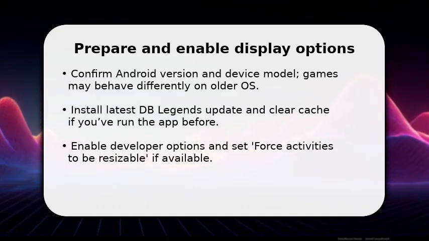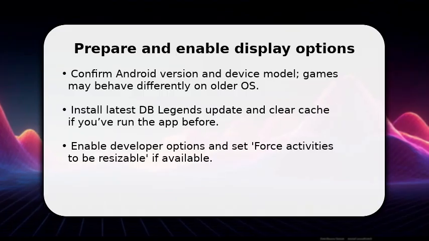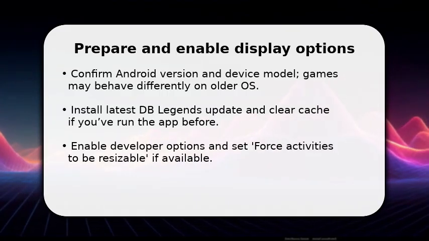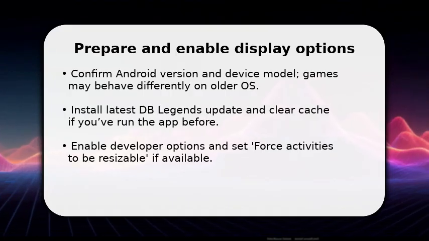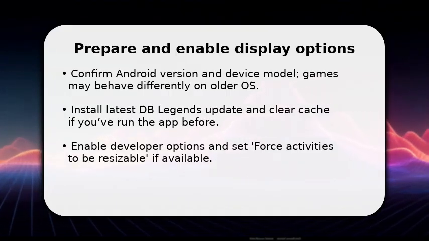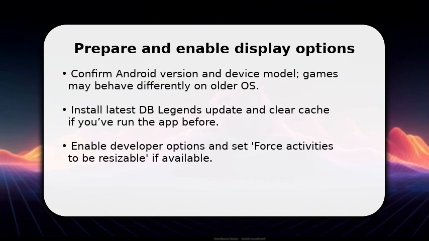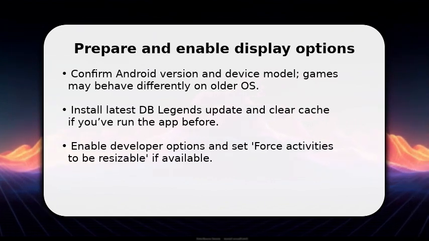Next, enable developer options in settings, then toggle force activities to be resizable. This allows apps to accept alternate orientations. Make sure battery saver is off. Some power modes lock orientation behavior. These prerequisites let the next steps actually change the game display.